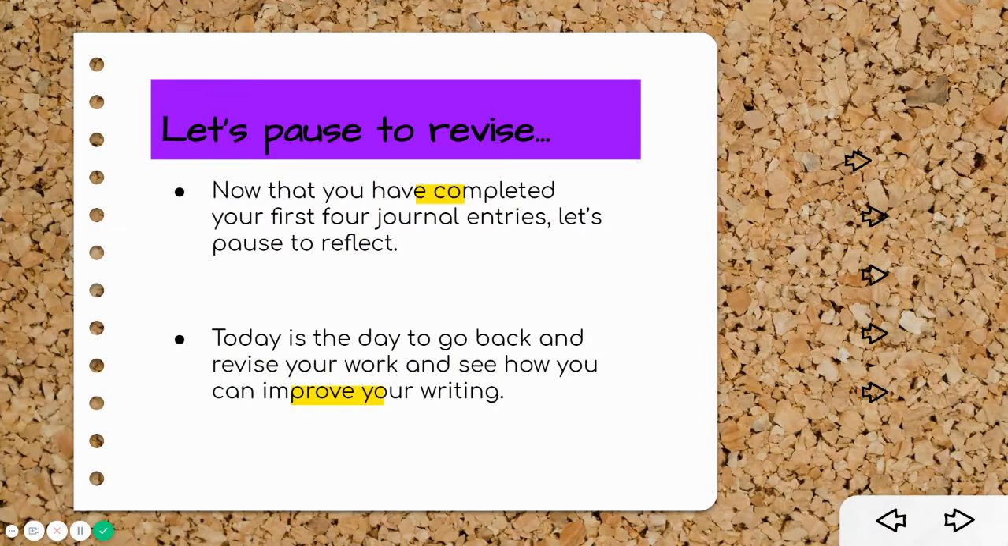So now that you have completed your first 4 journal entries, it's a great time to stop and reflect back, see what you've done really well, and see how you could revise or even improve some of your writing.